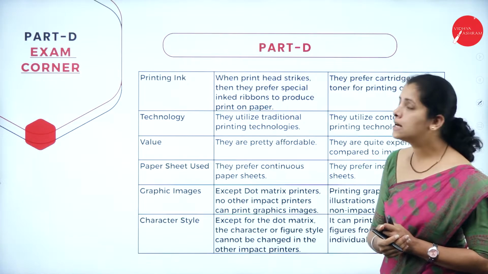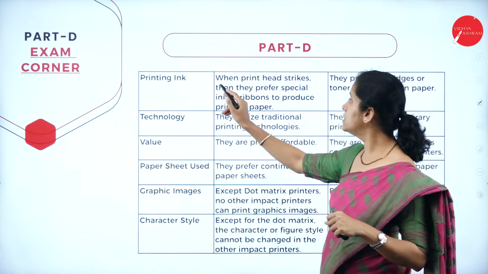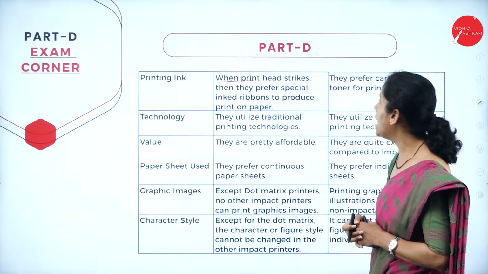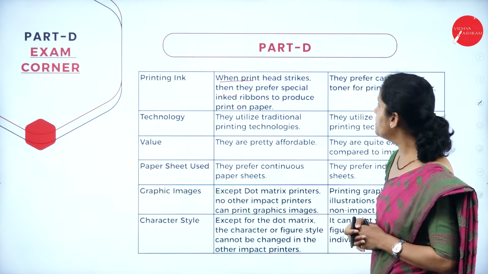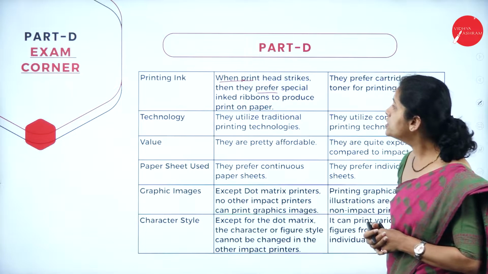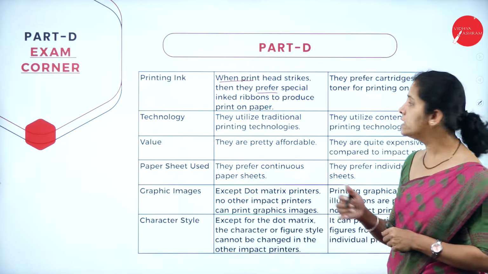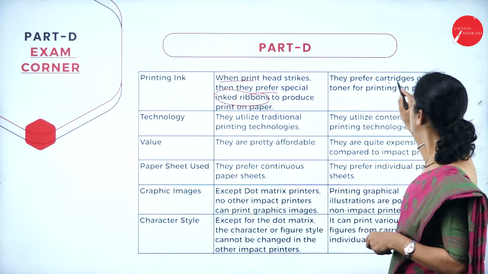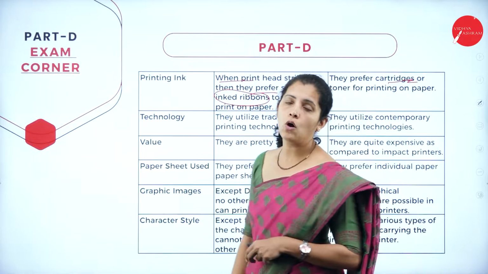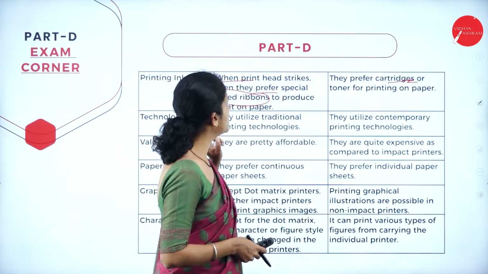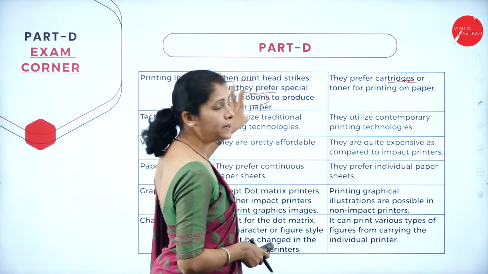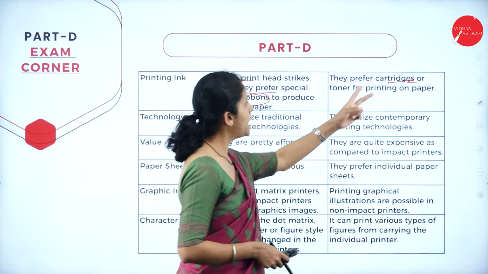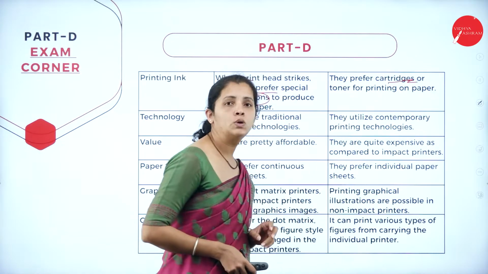Now, let me consider another difference, that is printing ink. When the print head strikes, they prefer a special inked ribbon. But here we are going to use toner or cartridge. So, dear student, please make a note here. In an impact printer, I'm going to use an inked ribbon. But what about a non-impact printer? I'm going to use a cartridge or toner.